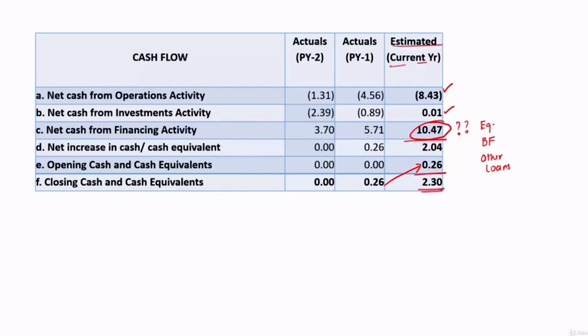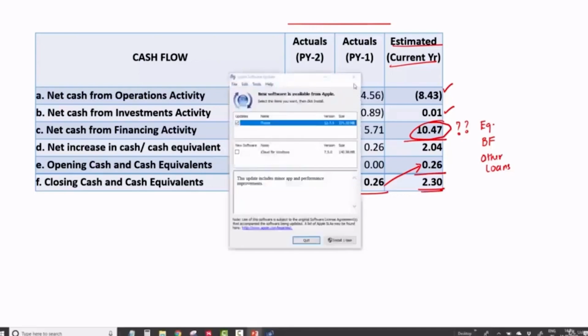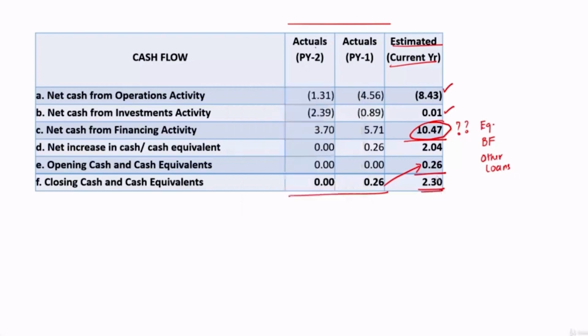Now this is only an estimate, it may or may not happen, but it should be as realistic as possible. But these two are actuals, and the reasons for the deviations or higher levels, all those have to be explained. Sorry for that. So this is how we typically analyze a cash flow statement in loan proposals.